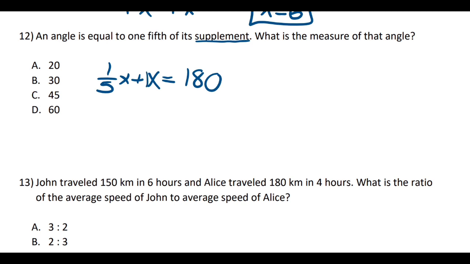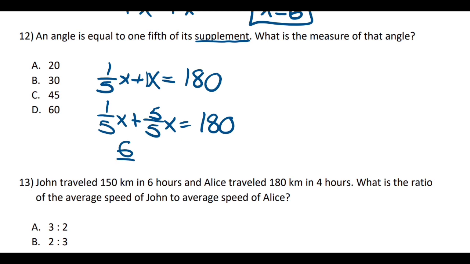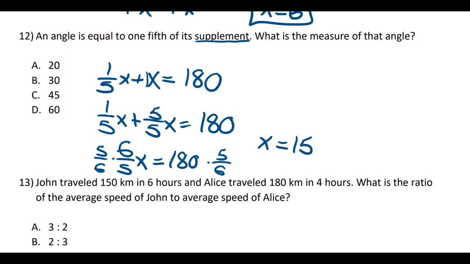Since this is 1, we can rewrite this as 1 over 5 x plus 5 over 5 x equals 180. 1 over 5 x plus 5 over 5 x is 6 over 5 x equals 180. And we can multiply by the reciprocal on each side. And this will give us x equals 180 divided by 6, which is 30. 30 times 5 is 150.